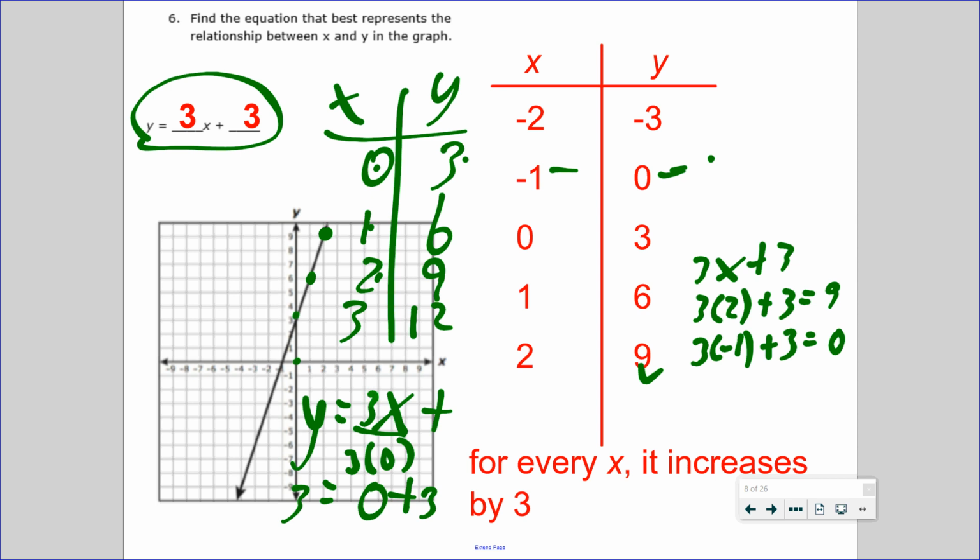So 3x plus 3. The way I do it is I see the change, the rate of change. Every time x increases by 1, y increases by 3. That's why it's 3x. So at the starting point at 0, it starts at 3, so it's 3x plus 3.